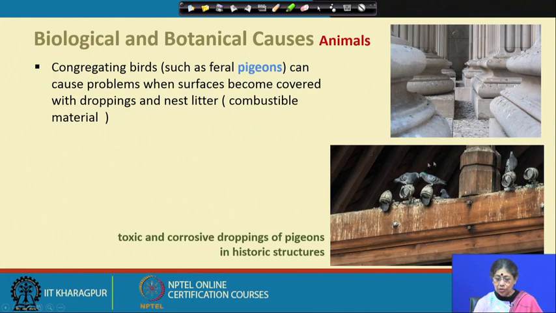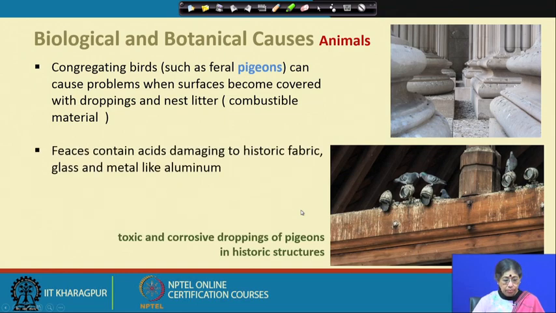As you can see here also, the pigeons' nests are there, and these are generally toxic and corrosive droppings of pigeons in a historic structure. Many times they react with the building material and may cause certain permanent damage. These feces are acidic in nature, and depending on the material, such as metal like aluminum or glass, they sometimes actually cause damage to the surface and the fabric itself.